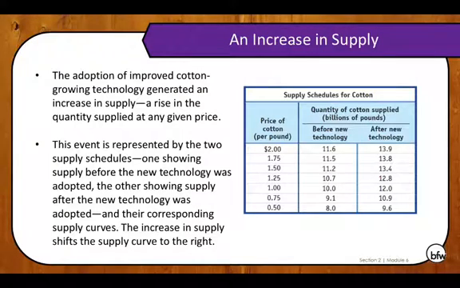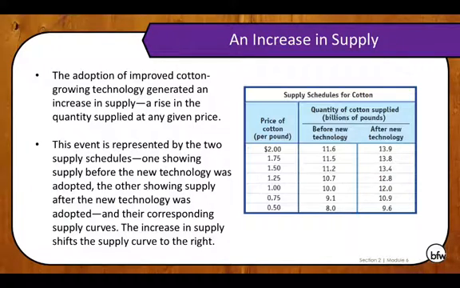So a change in technology will lead to an increase in the supply, or a rightward shift in the supply curve. So if there was the adoption of improved cotton growing technology, that would generate an increase in supply, meaning a rise in the quantity supplied at any given price, as reflected in these two supply schedules on this table. You can see that before the new technology, at every single price, a lower amount was supplied than after the new technology was adopted. Once that new technology was adopted, you can see that at every single price, suppliers are willing to produce more cotton than they were before.